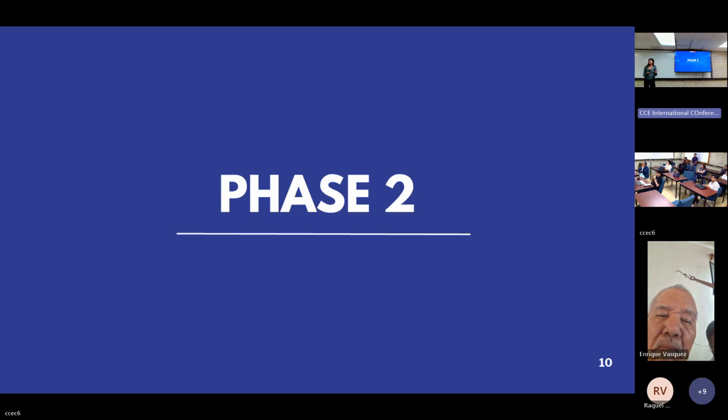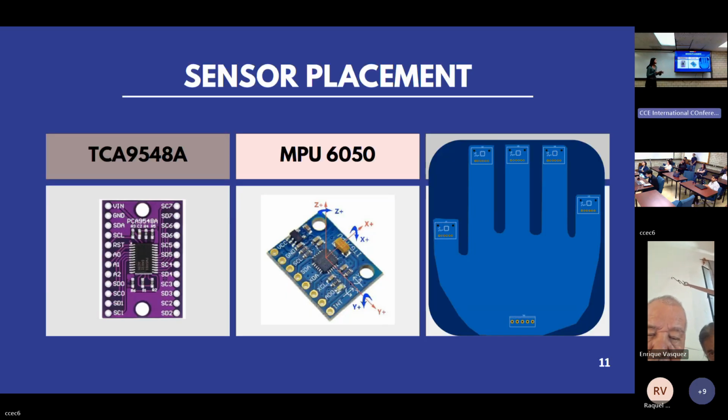Now moving on to phase 2. Now that we had the words and the phrases that we wanted to translate, we moved on to building the hardware and the prototype to be able to register these signals. To do this, we decided to use a glove. And in our glove, we decided to place 5 inertial measurement units. In our case, we used the MPU6050. And as well, we can observe here, we use a multiplexer. In our case, the TCA9548. This was, of course, to make sure the signals were able to go into our microcontroller.